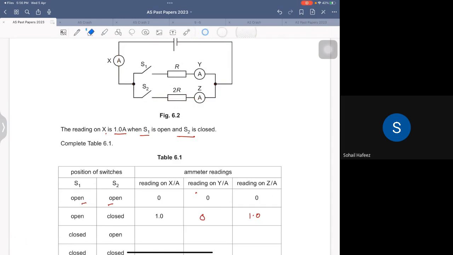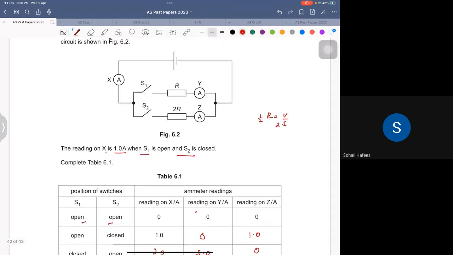Then it says when S1 is closed and the other is open. Now because the resistance has decreased by 2 times, and resistance is V upon I, if the resistance is half now, the current will be doubled. If this disconnects, these are in series as well. So X will have 2, the reading on Y will be 2, and Z 0 because current doesn't pass, it's not connected. If you have any question, let me know.